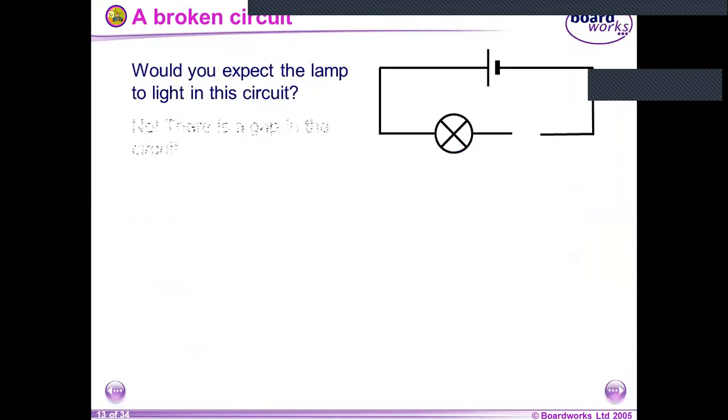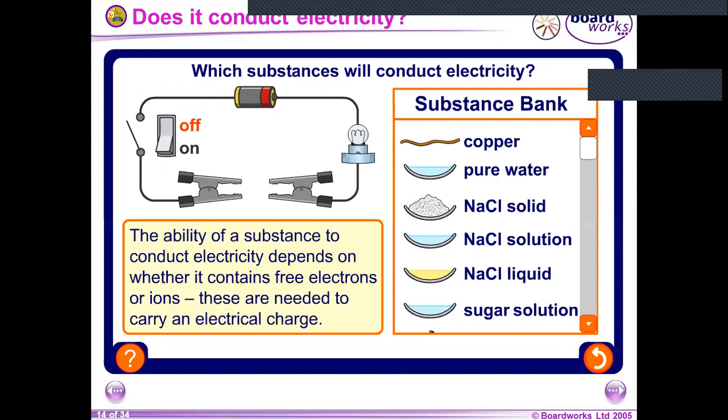Let me skip all of this and get to this point. In here, we have different materials. As you can see, we have copper, pure water, solid water, a salty solution, and only salt. Some of them, not all of them, will allow electricity to move through them.